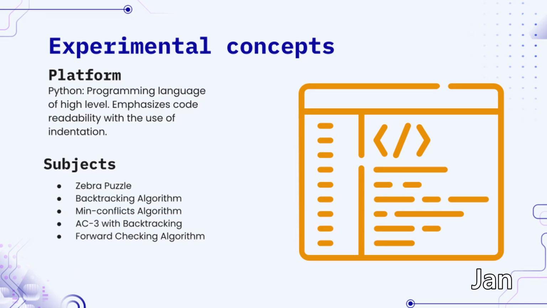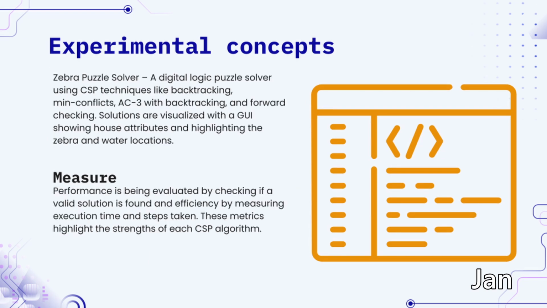Concepts. The experimental concepts used were the platform, which was the Python programming language, a high-level language. The subjects were the zebra puzzle, backtracking algorithm, min conflicts algorithm, AC3 with backtracking, and forward checking algorithm. The zebra puzzle solver was a digital logic puzzle solver using CSP techniques like backtracking, min conflicts, AC3 with backtracking, and forward checking. Solutions are visualized with a GUI showing house attributes and highlighting the zebra and water locations.